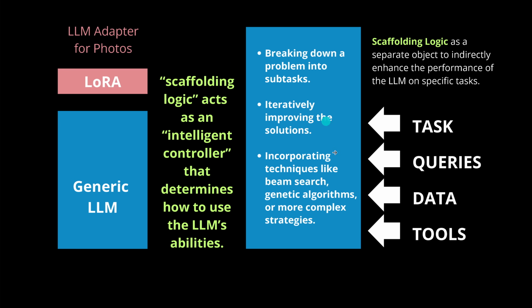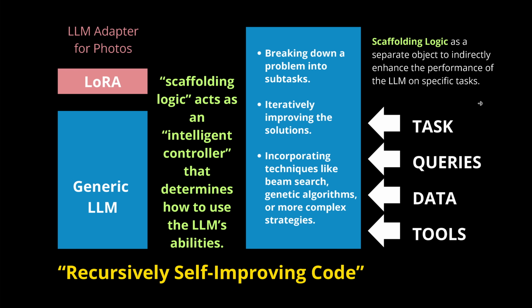This scaffolding logic that we put now as an intelligence shield, Stanford, OpenAI and Microsoft published this as a shield in front of our generic LLM. And this shield determines how to use the LLM abilities to the best in the available energy and the available time on your edge device, on your iPhone, or maybe on your iWatch or wherever you are. Nice. Officially we call this a recursively self-improving code object. Okay, I call it an intelligence shield.